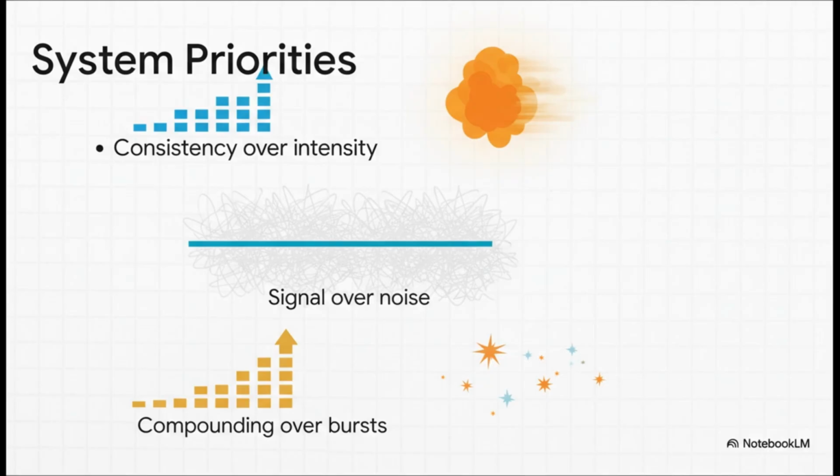First, consistency over intensity. Why? Because sustained action is what builds new patterns. Second, signal over noise. It's about making moves that clearly signal progress and intent, not just creating busy work. And third, compounding over bursts. The entire engine is built for the long game, for small gains that add up over time. This is the very core of its sustainable design.